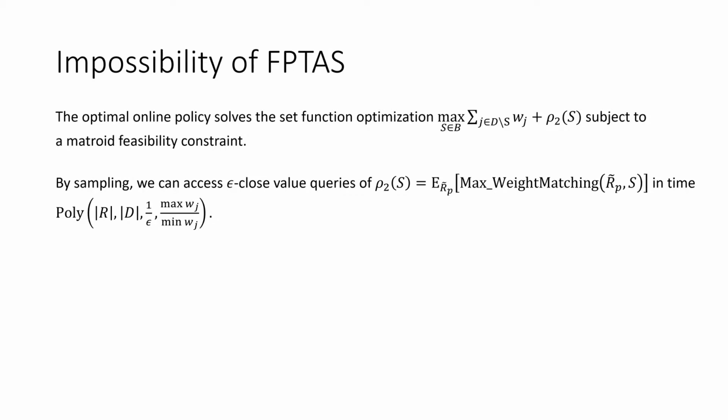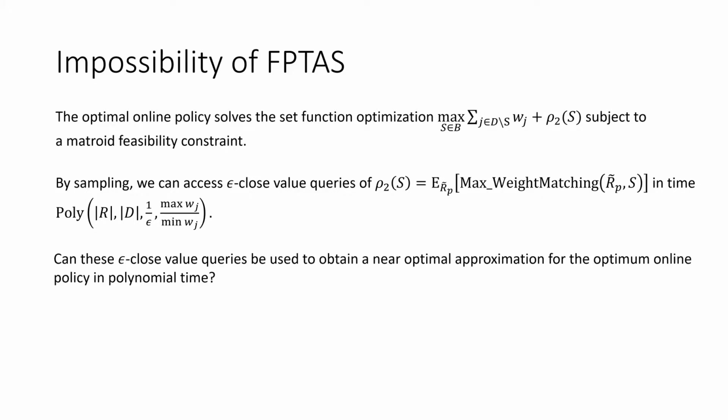You may notice that in set function optimization, we need to have value queries to rho 2. It turns out that by sampling, we can access epsilon-close value queries of rho 2 in polynomial time. The follow-up question is: can we use those epsilon-close value queries to obtain a near optimal approximation for the optimal online policy in polynomial time?